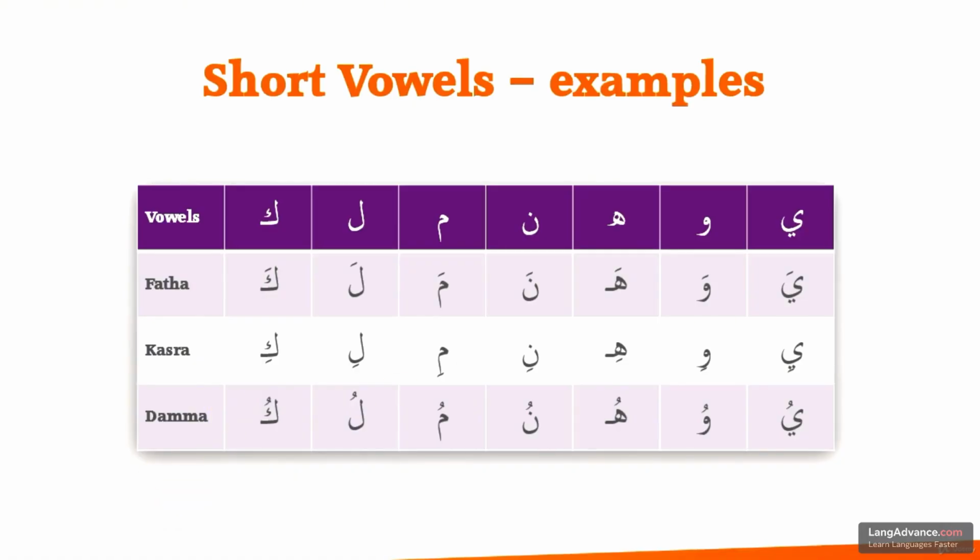And lastly we have ka, la, ma, na, ha, wa, ya. For kasra we have ki, li, mi, ni, hi, wi, yi. For dhamma we have ku, lu, mu, nu, hu, wu, yu.